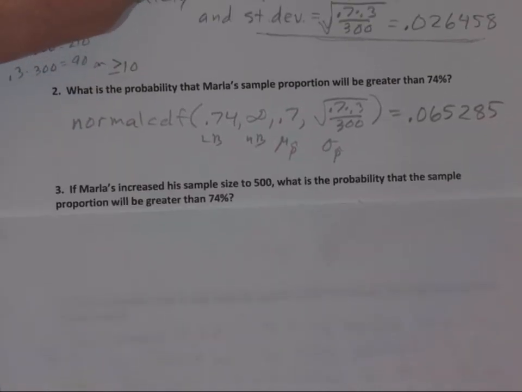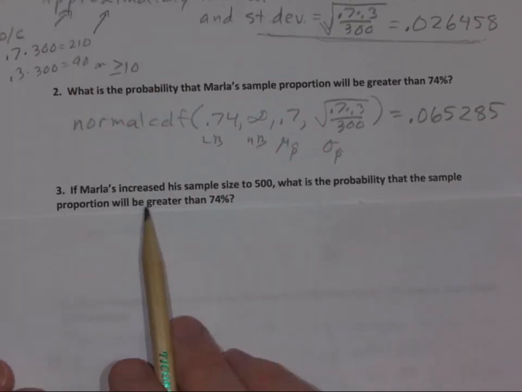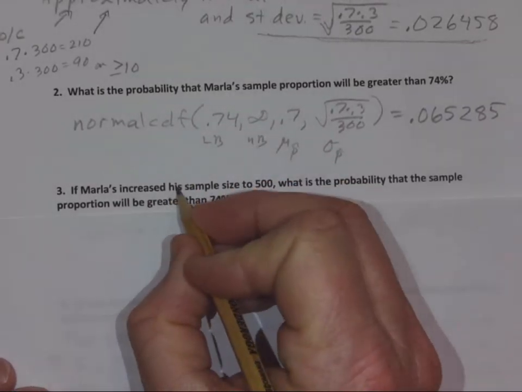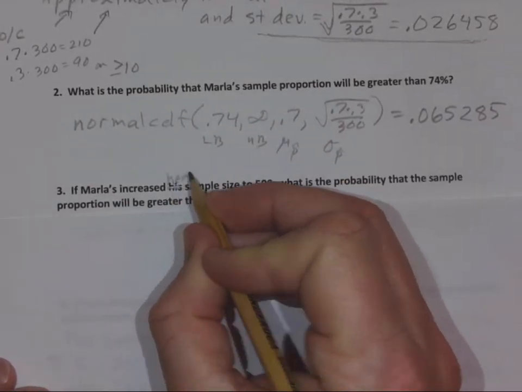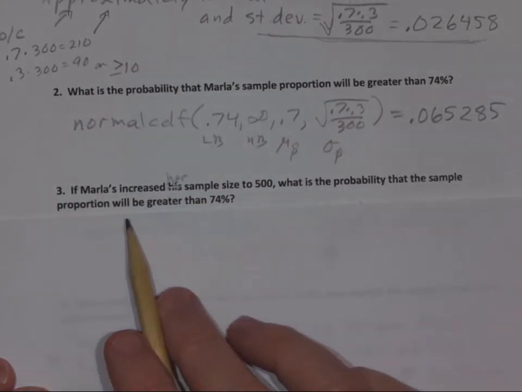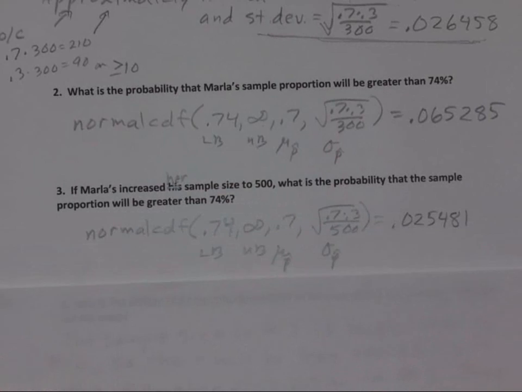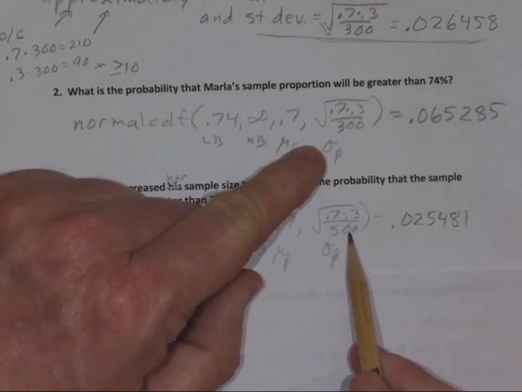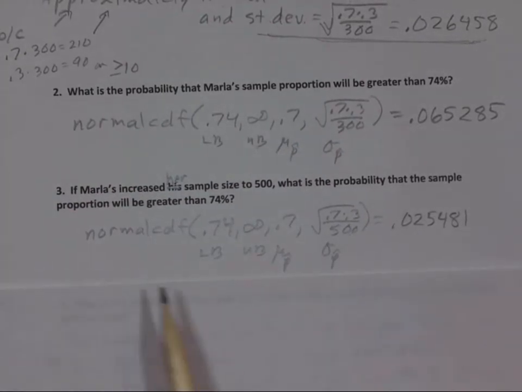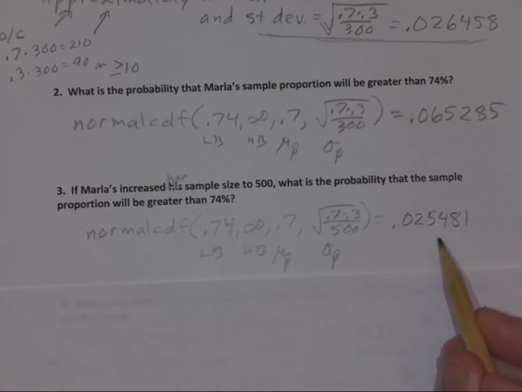And then it says, if Marla increased her sample size to 500, what's the probability that the sample proportion will be greater than 74%? Well, it's the same problem, but now your sample size has gone from 300 to 500. We've increased our sample size. Now our p-value, and anytime you use normal CDF, you're in essence finding a p-value, is down to 0.025.